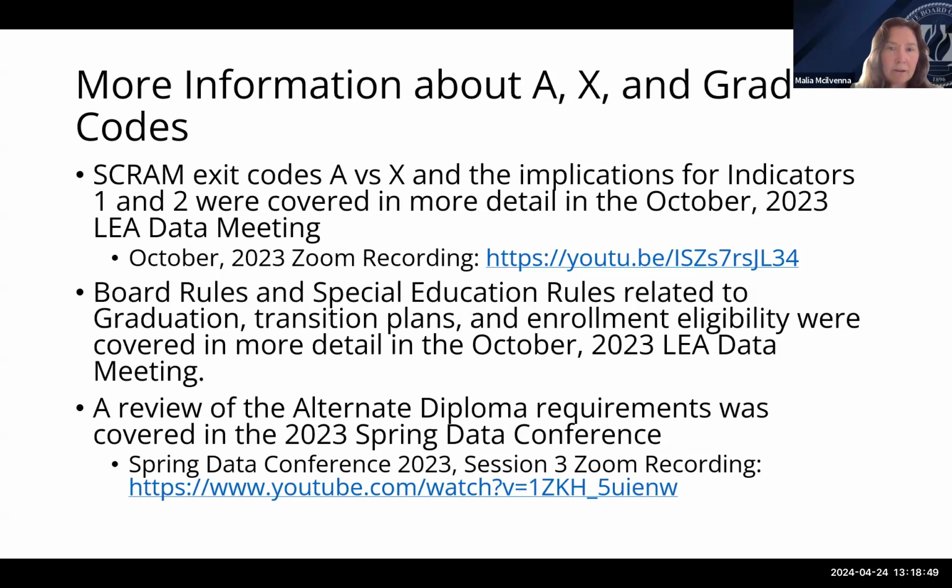And so I did go over these more extensively in previous LEA data meetings, and this is where you can find those more extensive trainings and information. Last October's LEA data meeting, I covered the Scrum exit codes A and X, and I covered the board rules and special education rules related to graduation, transition plans, and enrollment eligibility. And I did a review of the alternate diploma requirements in last year's spring data conference. And here's a link to the session 3 recording from last year if you want to review that training.